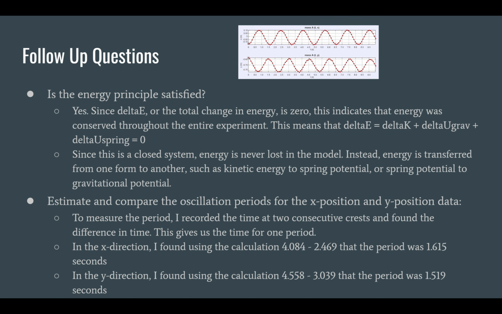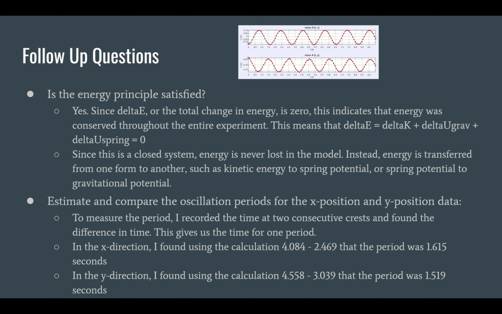Follow-up questions. Is the energy principle satisfied? Yes. Since delta E, or the total change in energy, is 0, this indicates that the energy was conserved throughout the entire experiment. This means that delta E equals delta K plus delta U grav plus delta U spring equals 0. Since this is a closed system, energy is never lost in the model. Instead, energy is transferred from one form to another, such as kinetic to spring potential, or spring potential to gravitational potential.